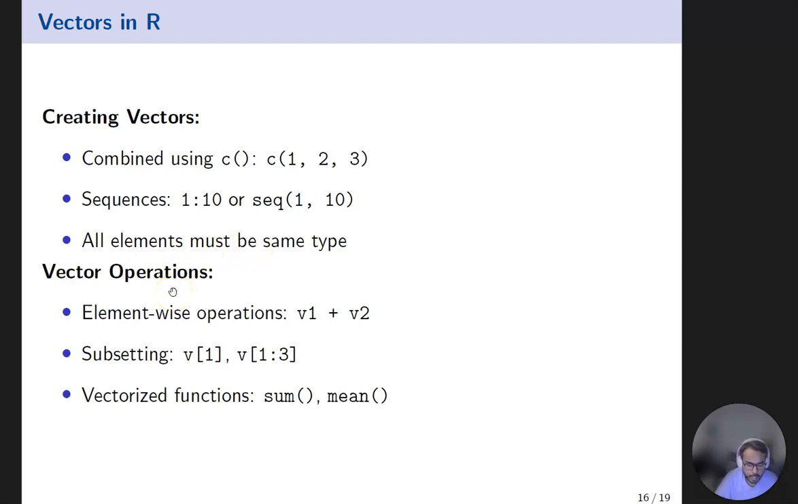Using these vectors, you can do element-wise operations. So, for example, you can add them up. If you have two vectors, one has 1, 2, and 3, and the second vector has 4, 5, and 6, and then you add them up, it will do an element-wise operation, which means it will add the first element of vector 1 with the first element of vector 2, second element of vector 1 with second element of vector 2, third element of vector 1 with third element of vector 2. So this is what we mean by element-wise operation.